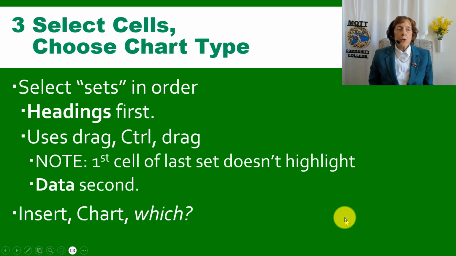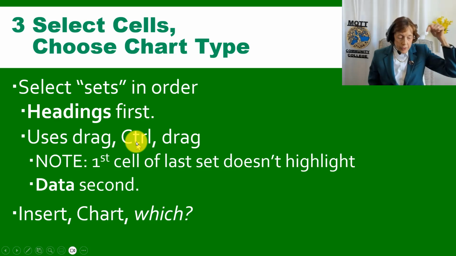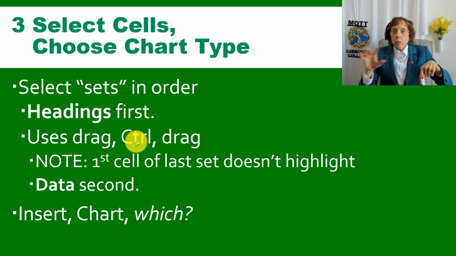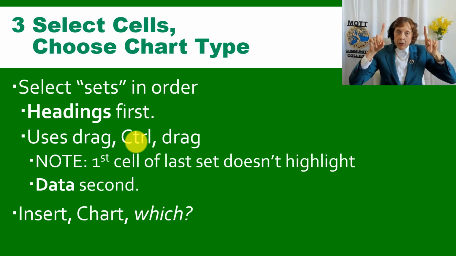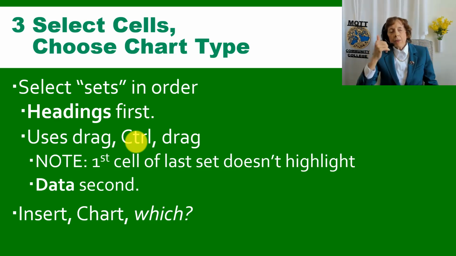So the procedure is, first you select the headings, and I'm not demonstrating it because that's the other video. To do that, you drag, and then you press down and hold the control key. Are you seeing me? I'm doing it. Press down and hold the control key, and then you click and drag the second set, whichever direction it goes, and then you let both fingers up. I'll do that on the other video.